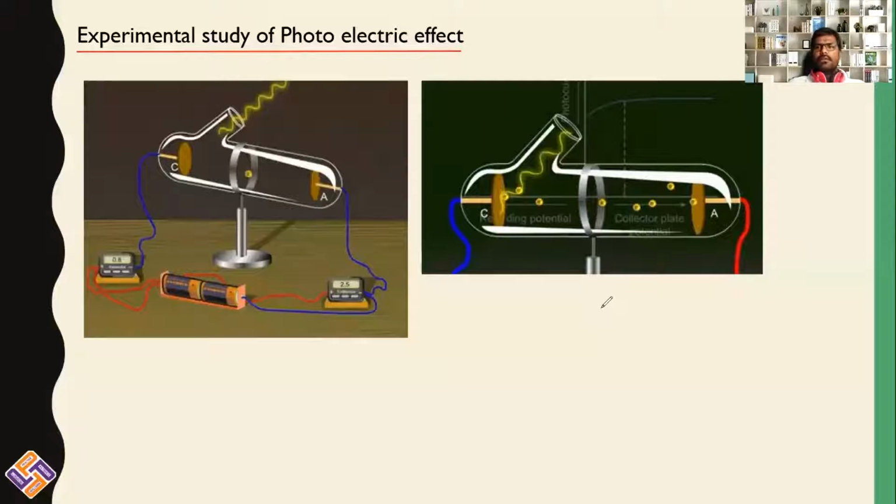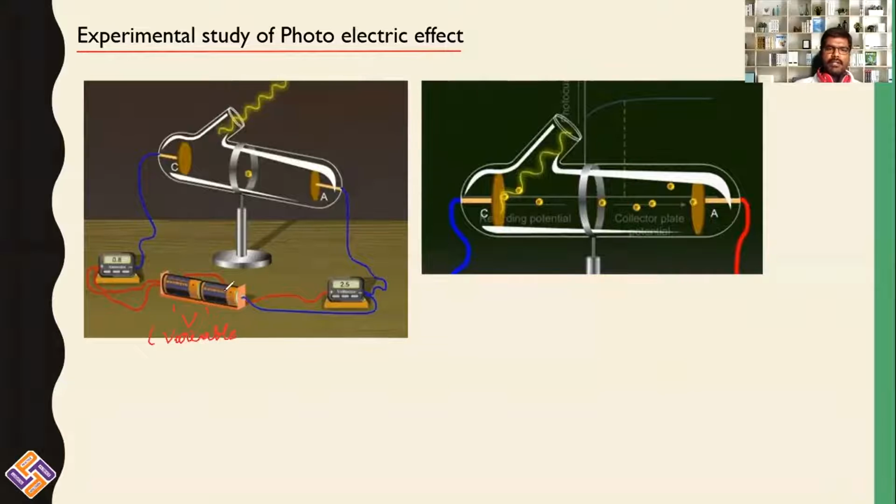Experimental study of photoelectric effect. In order to practically conduct the photoelectric effect experiment, we need a battery which should provide some potential difference. It is a battery of certain voltage V, and this should be a variable battery. You can increase the voltage whenever you want, and you can decrease the voltage whenever you want. This potential difference is variable.